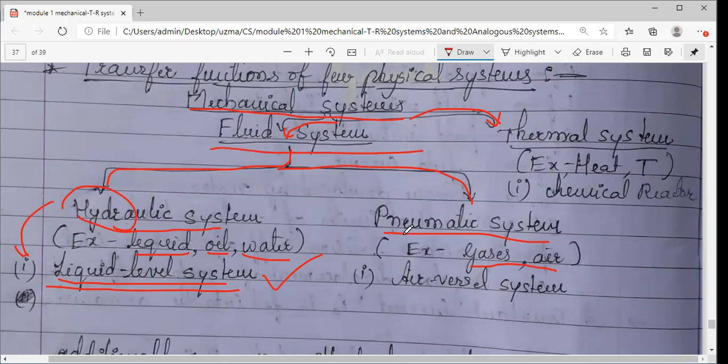And one more example is given in your textbook, that is the air vessel system, where pressure, the gaseous air, is the major factor, so that falls under pneumatic systems. So these are two examples. And coming to thermal systems, where heat plays an important role.